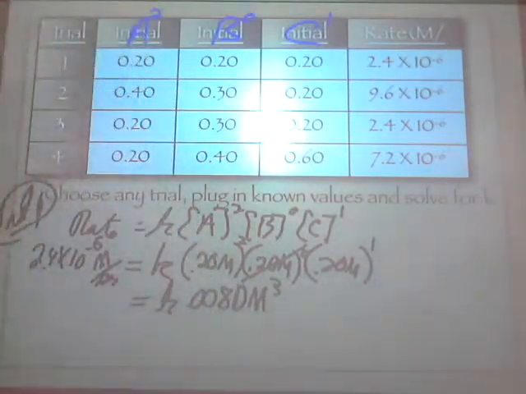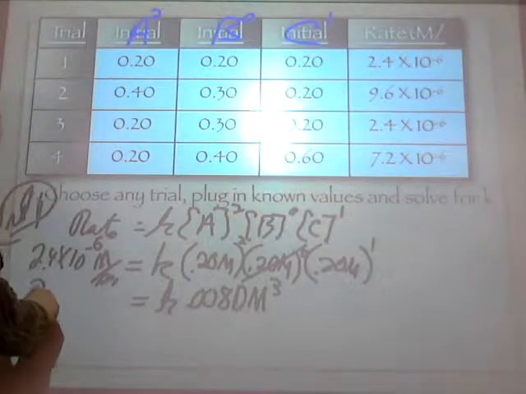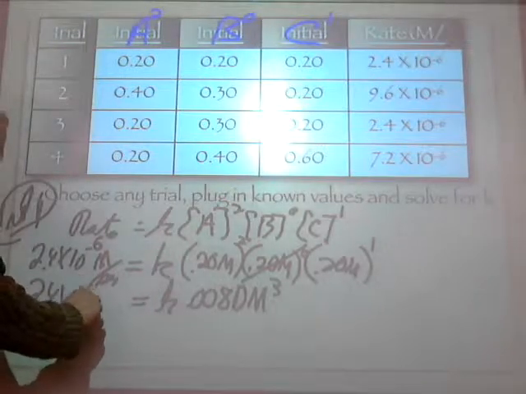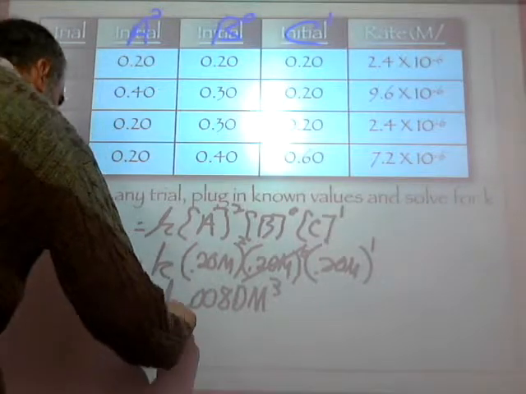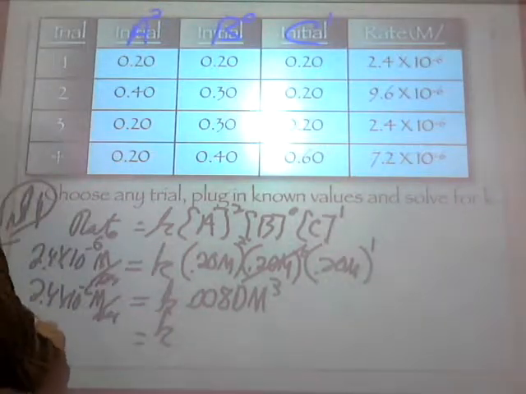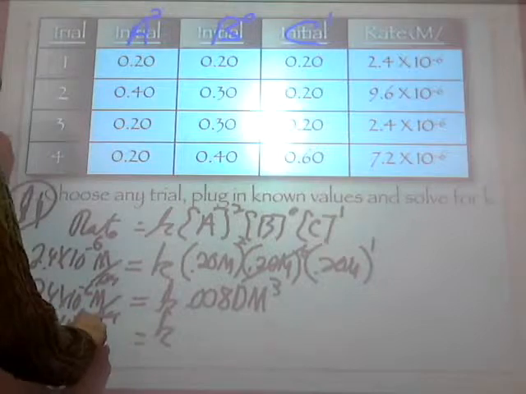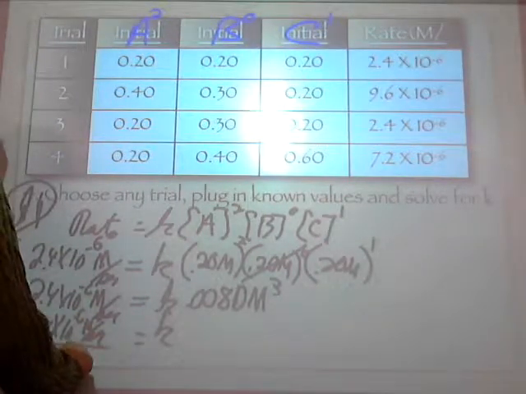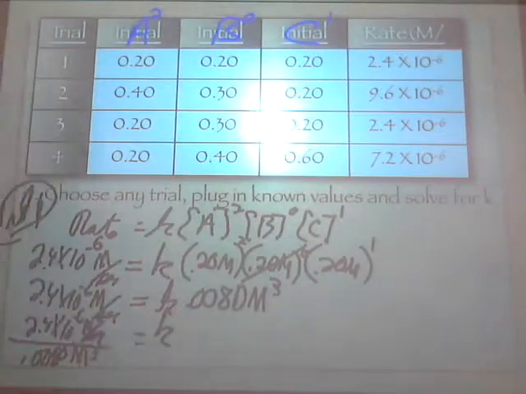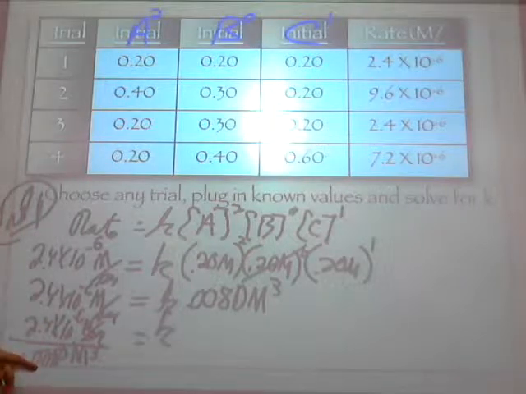You add the exponents and you multiply. So 0.0080 molar cubed equals 2.4 times 10 to the negative 6 molar per second. Almost done. What do I do to both sides? Divide by 0.0080 molar cubed. So K would equal 2.4 times 10 to the negative 6 molar per second divided by 0.0080 molar cubed. That's what I'm saying.